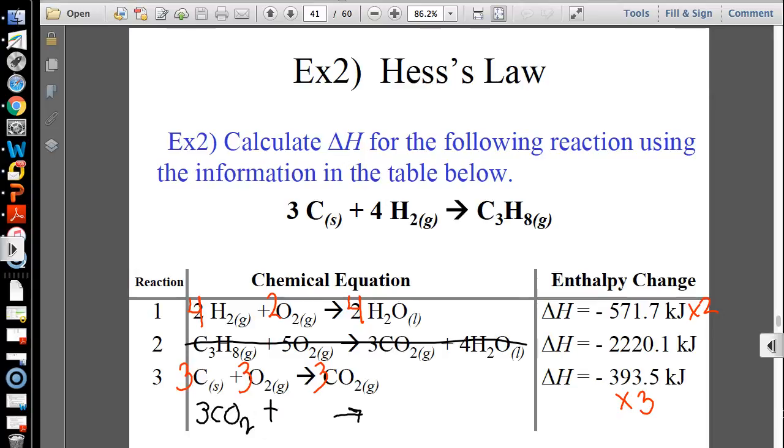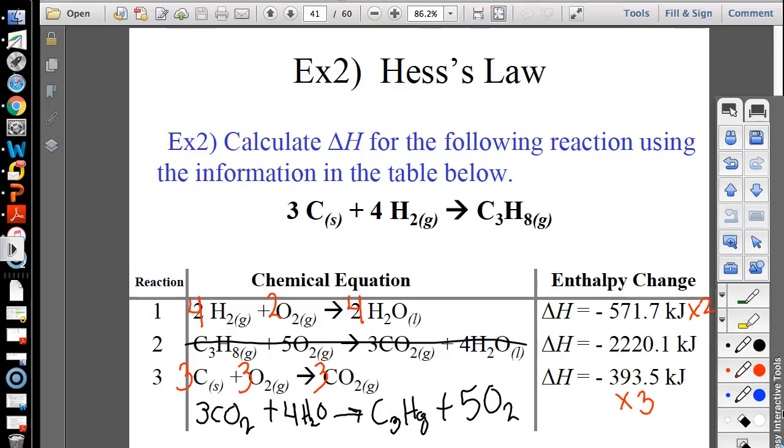So 3 carbon dioxides and 4 waters. And like I said, the state symbols do matter because you can't cancel out liquid water and gaseous water. You can't do that. Okay. I just don't have a lot of room. And so methane, propane, and oxygen. So now let's take a look and see if we need to do anything else. Playing the matching game.